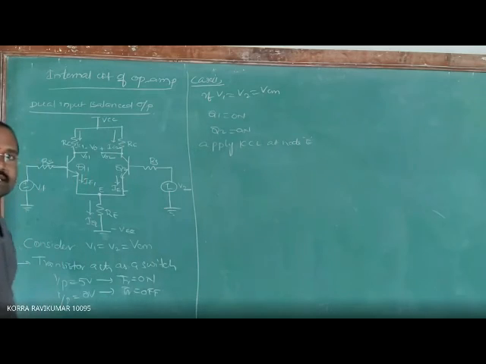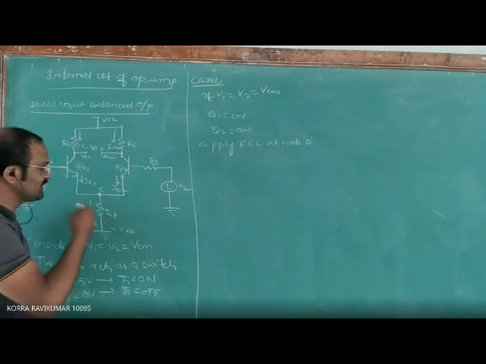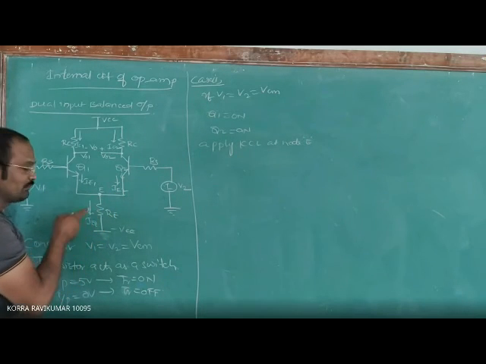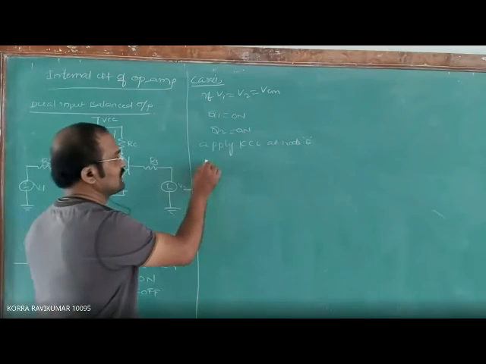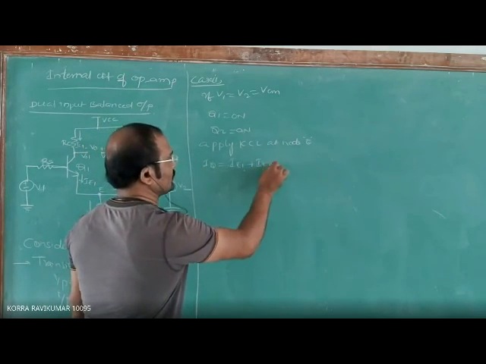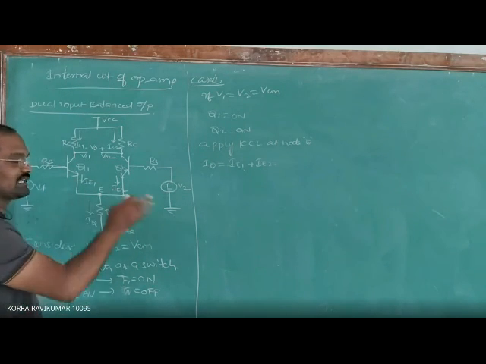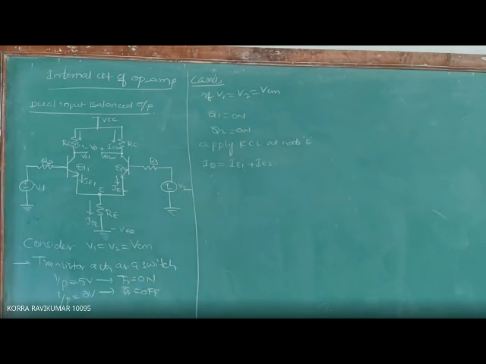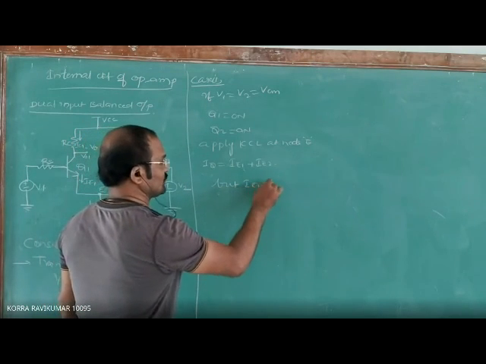Then what happens? What is the KCL rule? The sum of currents entering the node is equal to the sum of currents leaving the node. IE1 is entering the node, IE2 is also entering the node, but IQ is leaving the node. So I can write here: IQ is equal to IE1 plus IE2. Here, both the input voltages are the same, both NPN transistors. Then IE1 is equal to IE2.